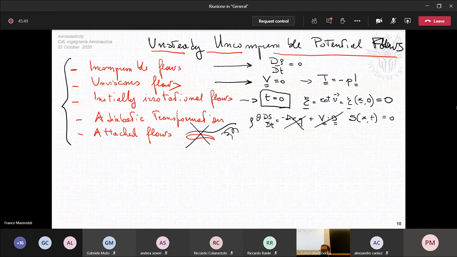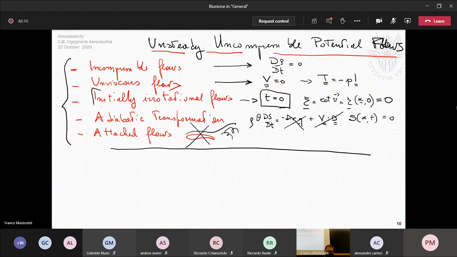And the last equation is that the flow is attached. Okay, this is a preliminary, a preliminary of consequence for unsteady, incompressible potential flow. Now, I want to work on this point, and what does it mean that at t equal to 0, we have zeta equal to 0.